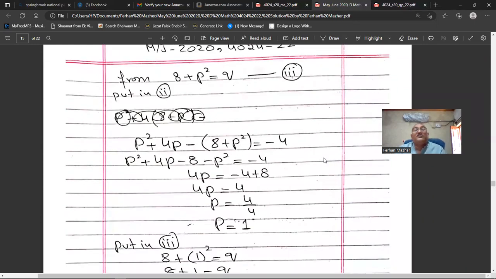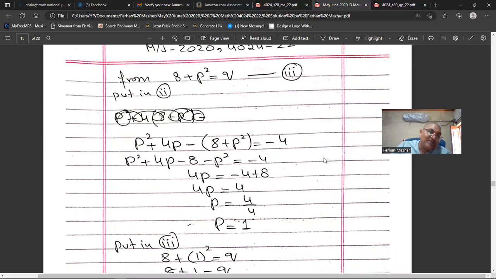And so I will have p² + 4p − 8 (8 + p²) equals −4. So it will be p² + 4p − 8 − p² equals −4. So p² will be cancelled. 4p equals −4 + 8. So 4p equals 4, and p equals 4 by 4, and p equals 1.